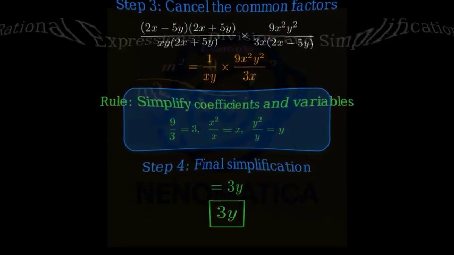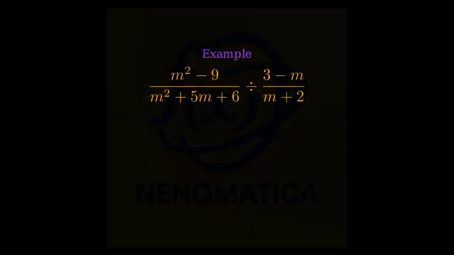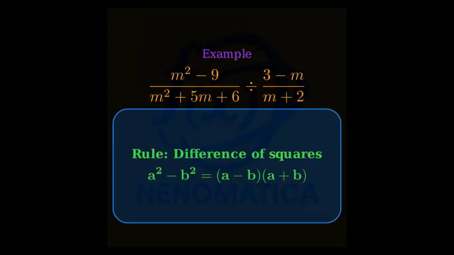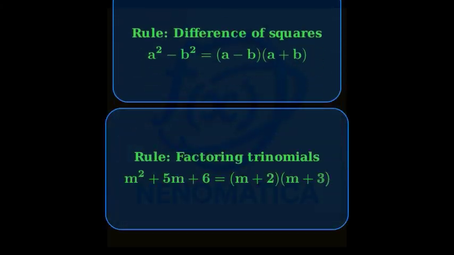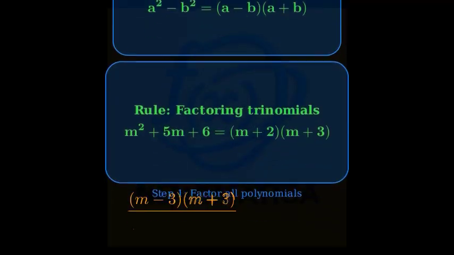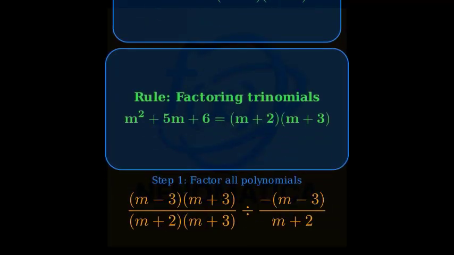Quick challenge. Try a similar one. Step 1. Factor every polynomial. We use the difference of squares for m squared minus 9. We also factor the trinomial m squared plus 5m plus 6. And we remember that 3 minus m is the negative of m minus 3.